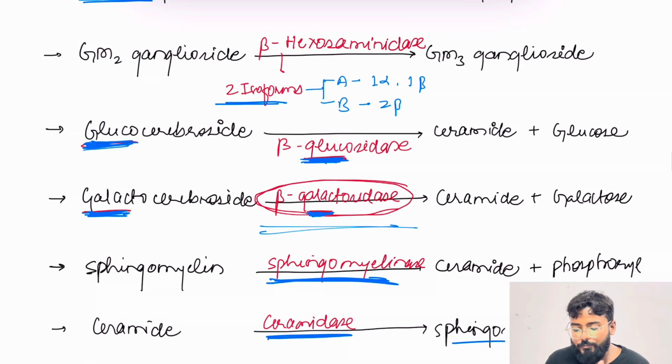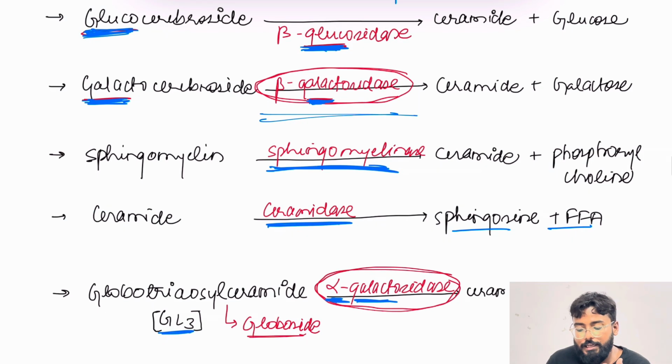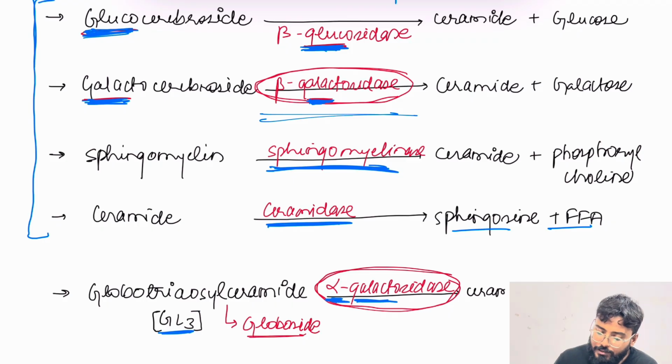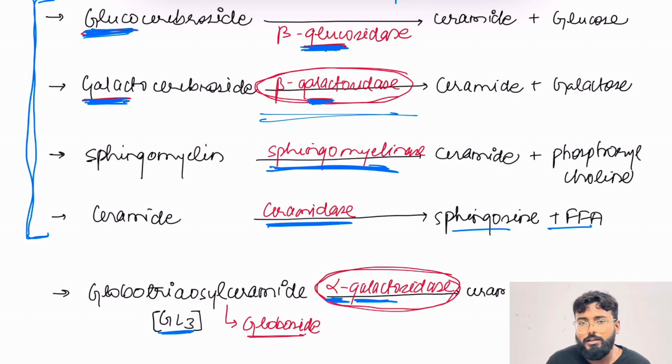Overall, for four substrates you don't need to memorize the enzymes: glucocerebroside, galactocerebroside, sphingomyelin, and ceramide, because the name of the enzyme is similar. You can easily remember the name of the enzyme and the name of the substrate, because they sound similar, and the name of the enzyme goes perfectly along with the name of the substrate.